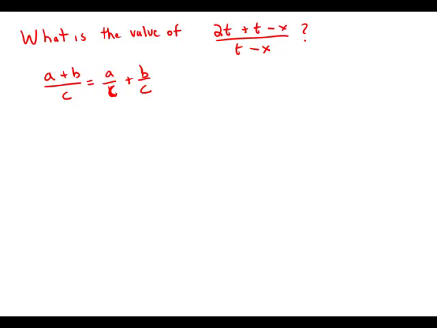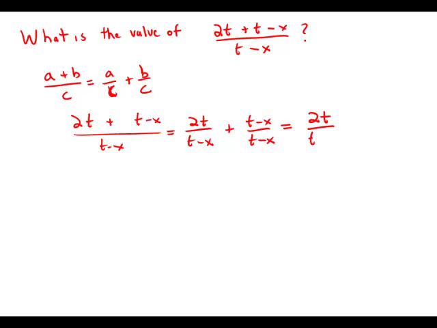So here what we have is 2t plus t minus x over t minus x. Well, I'm going to write that as 2t over t minus x plus t minus x over t minus x. And of course, t minus x over t minus x, anything over itself is 1. So really, this whole fraction simplifies to 2t over t minus x plus 1. And so if we knew the value of 2t over t minus x, we could simply add 1 and we get the value of the whole fraction.